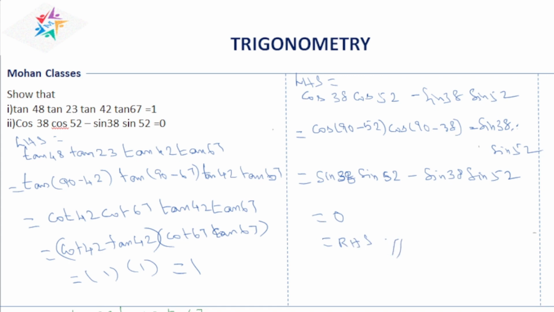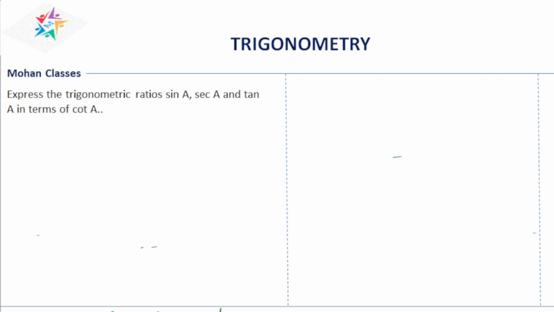Yeah. Let us move to the next. Here, express the trigonometric ratios sin A, secant A and tan A in terms of cot A. So we have to express sin A in the form of cot A. So here we have to use the identity. What is cosecant square A? Cosecant square A can be written as 1 plus cot square A, right? So cosecant square can be written in the form of 1 by sin square A, right?